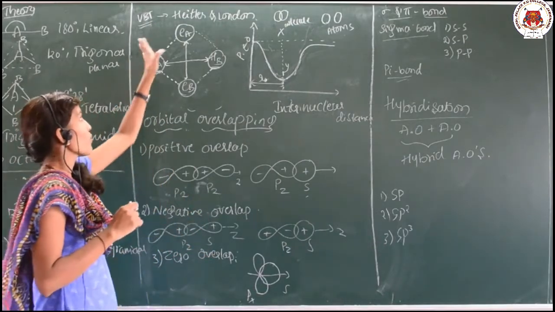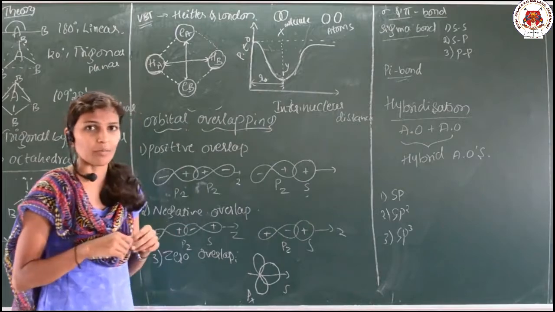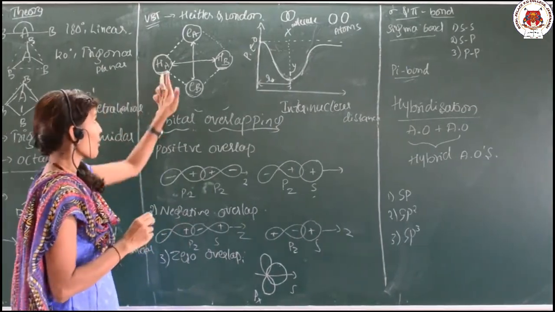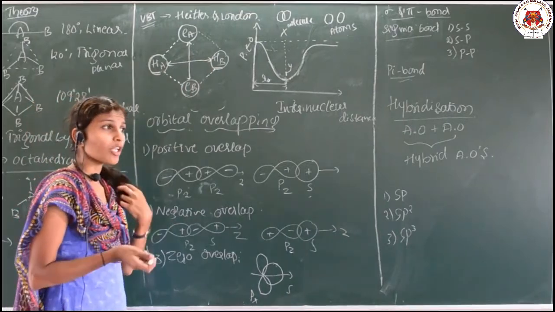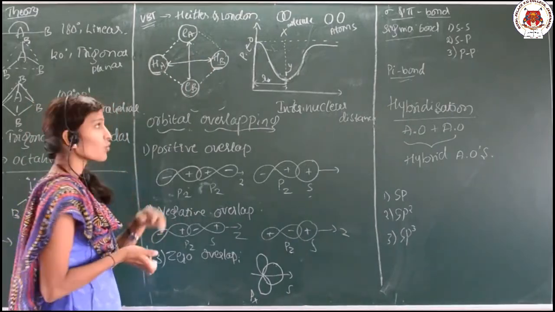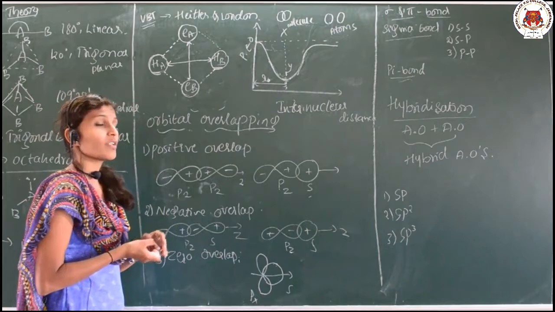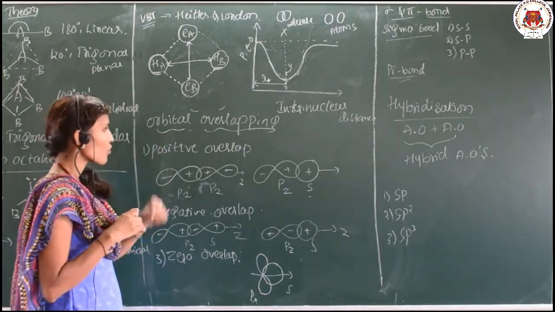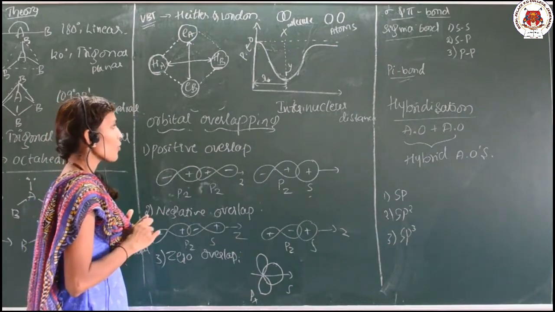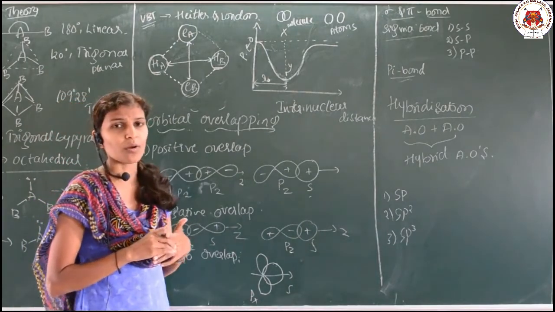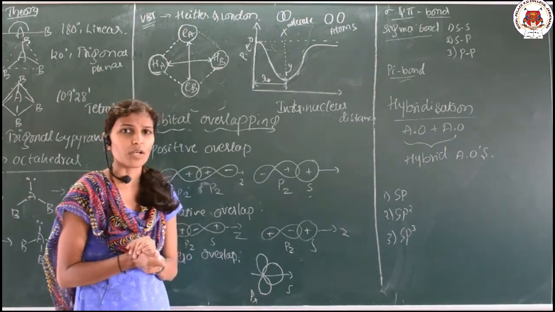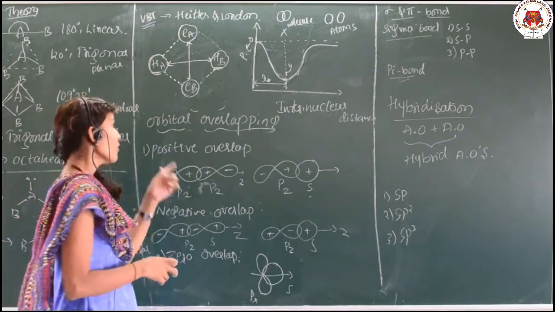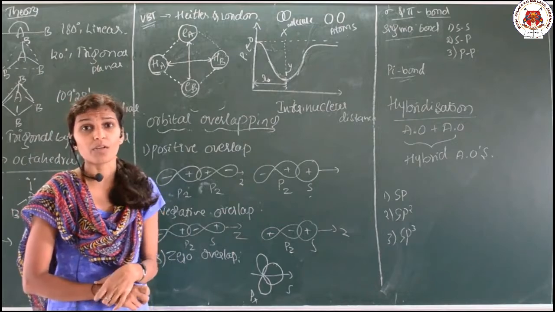So, this is how we can explain VBT. The main theme of VBT is that atoms combine with each other to form a molecule because they want to get the minimum energy and the maximum stability. Okay. Let us go for one more concept, orbital overlapping. Orbital overlapping means what? The orbitals merge with each other. The merging of the orbitals is nothing but orbital overlapping.